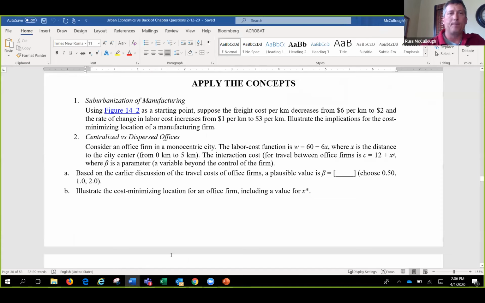Number 2: consider an office firm in a monocentric city. The labor cost function is there, where X is the distance from the city center, and we're looking at a range from 0 to 5. The interaction cost for travel between the offices is C equal to 12 plus X raised to the beta.